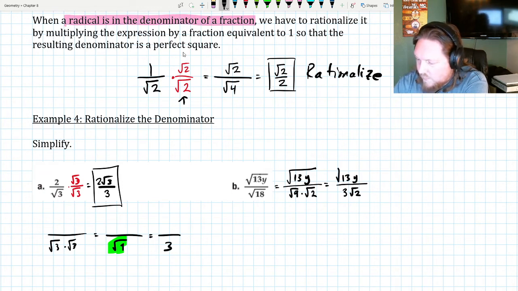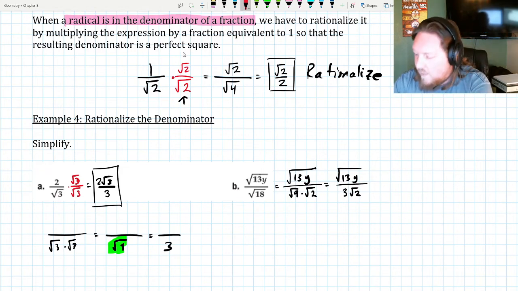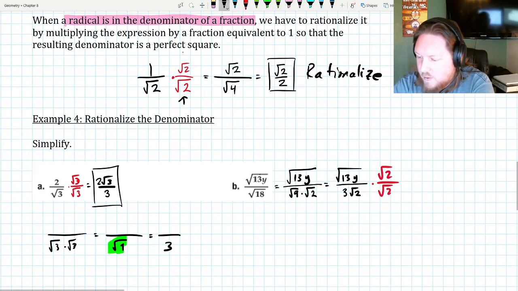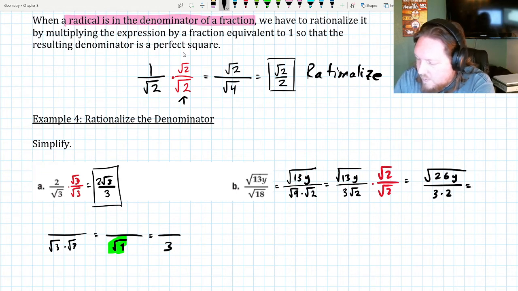13y is all in the square root there. Now, by simplifying the denominator first, I've made my life easier. Now I only need to rationalize with root 2 over root 2. And I get the square root of 26y over 3 times 2, or the square root of 26y over 6.